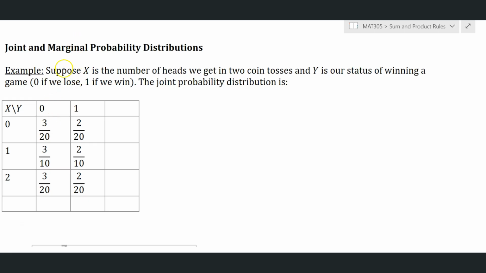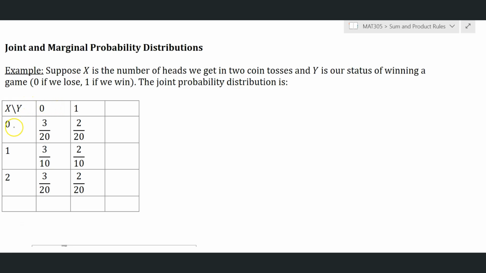Or similarly, maybe we have two individual marginal distributions, so distributions for each of two separate variables, and we want to find a distribution that shows the probabilities jointly, like we have displayed in this table. So let's give this some context. Let's say that X is the number of heads we get in two coin tosses, assuming a fair, two-sided coin, and Y is our status of winning a game. We'll just denote 0 if we lose, 1 if we win. And the joint probability is as shown here.